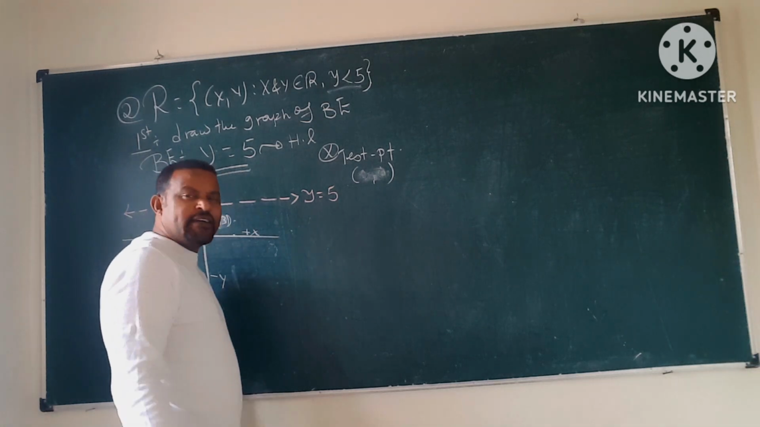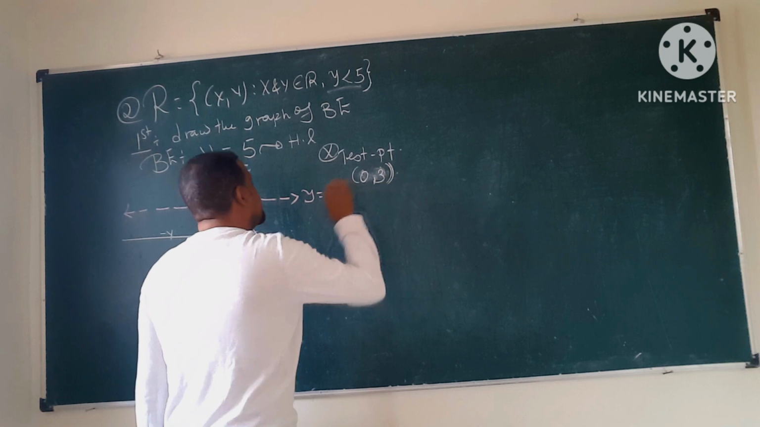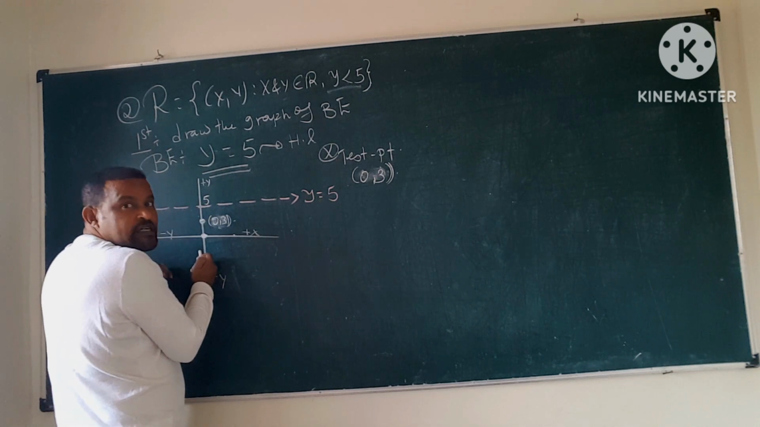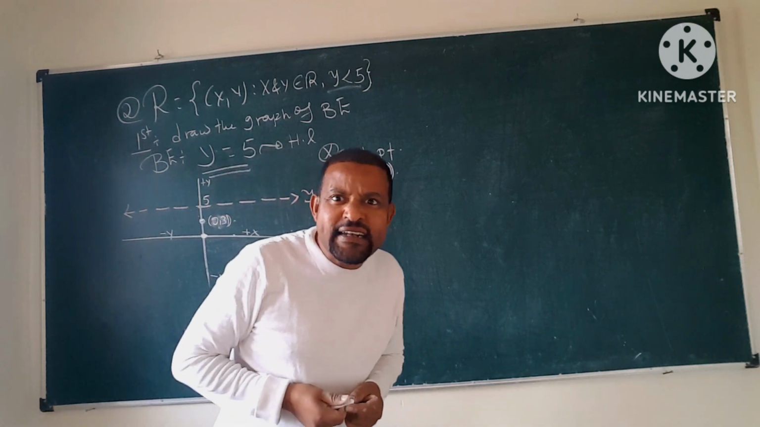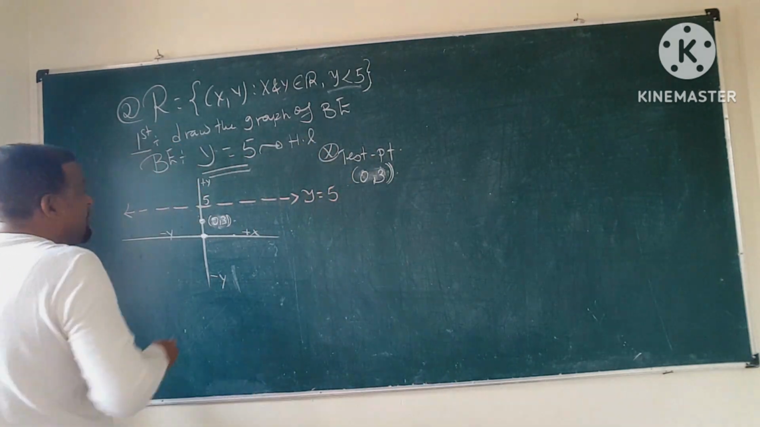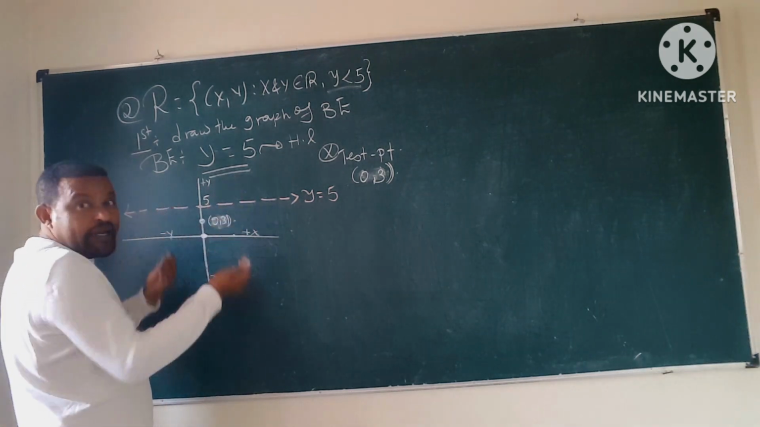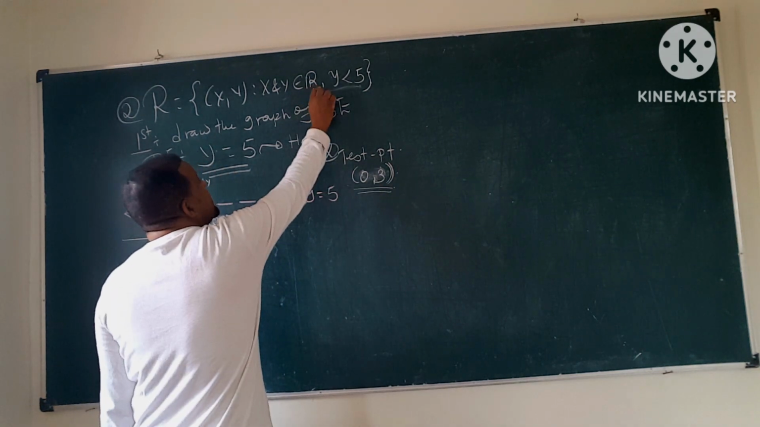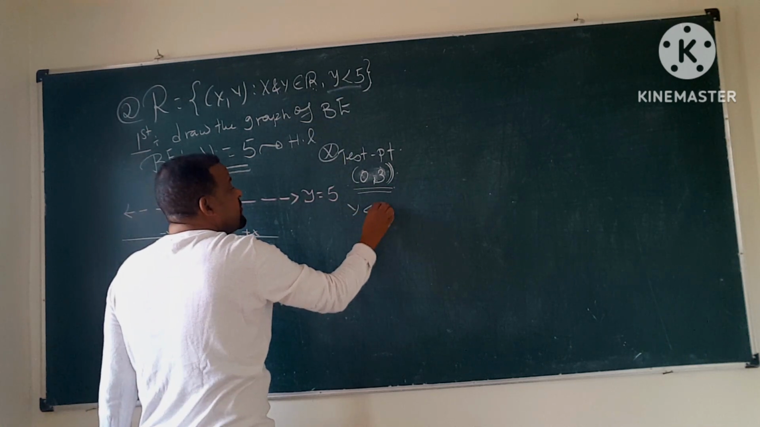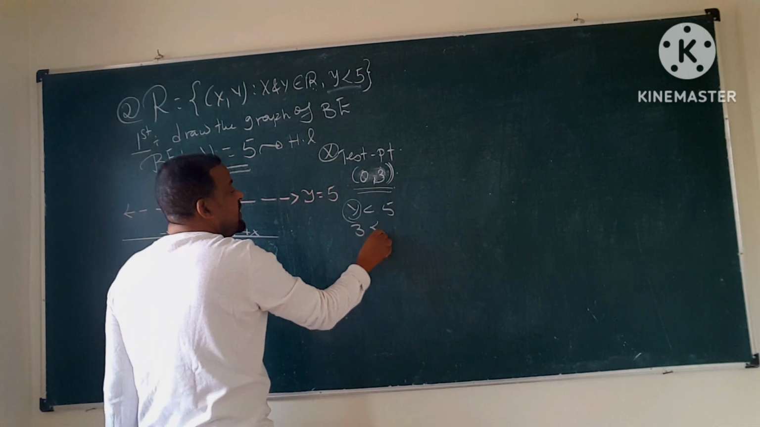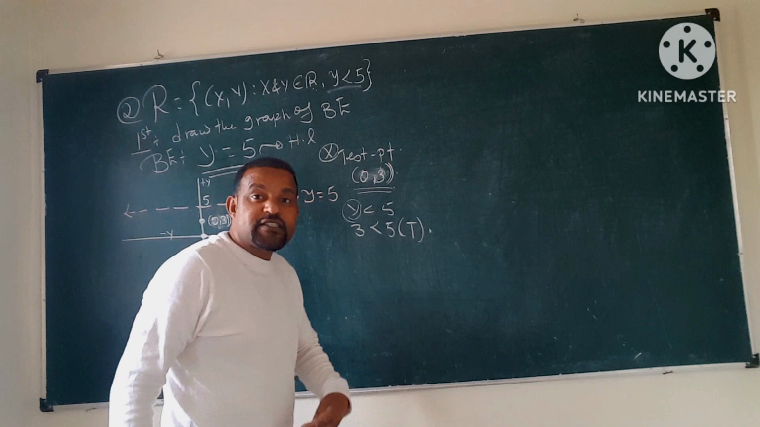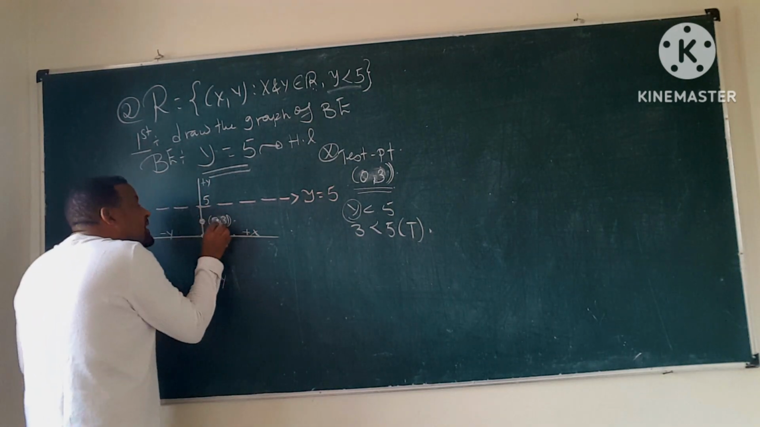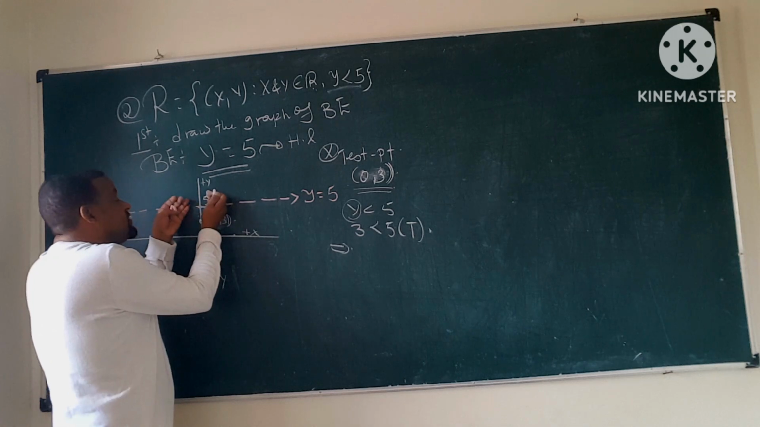Let's check the point (0, 3). Notice that the point we took is below our graph. So we take a point below the graph, insert it in the relation, and check whether it satisfies it. If it does, we shade the side where the point is; if not, we shade the opposite side. We insert (0, 3) in the inequality y is less than 5. The value of y is 3. Is 3 less than 5? True. So we get a true statement, and this point is below our graph.